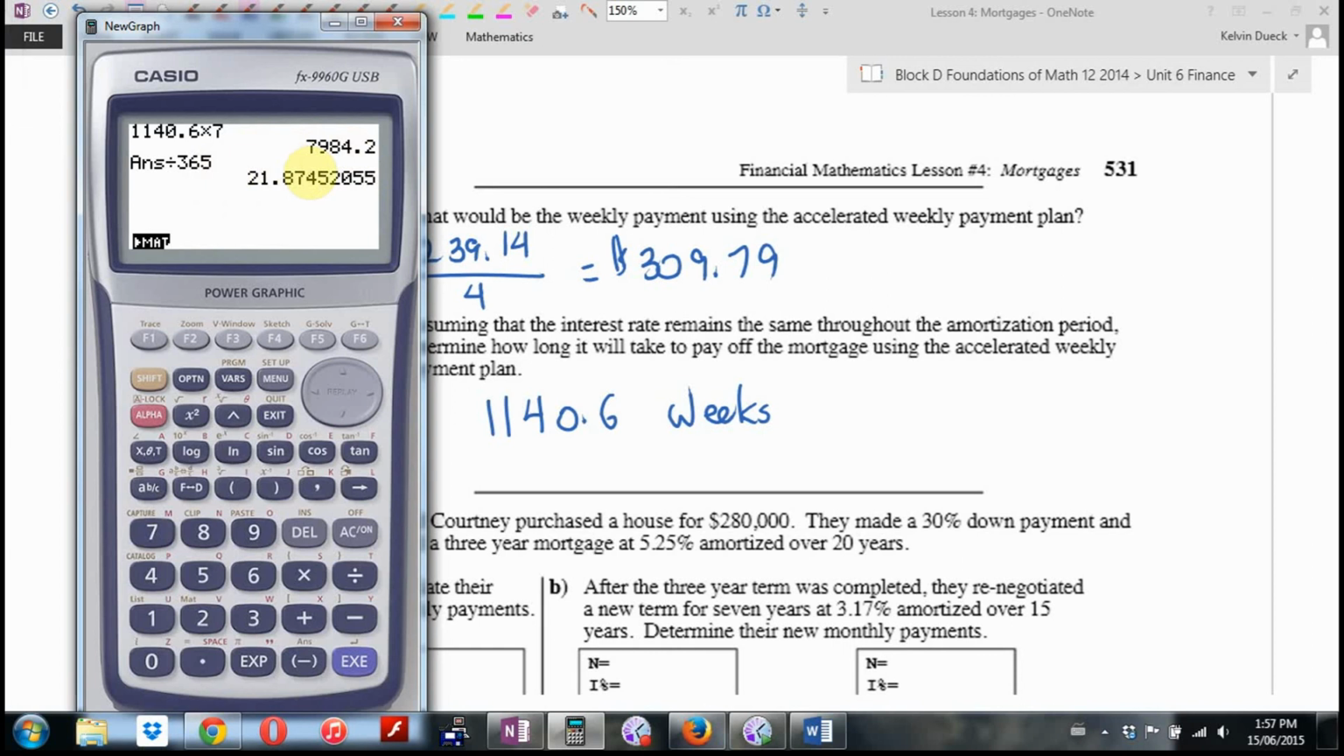Okay? Or you can even go 309.79, their weekly payment, times 1140.6, and you can see instead of paying off $400 and some thousand, they're paying off $350 plus the original $60,000. What was our other amount back then? The first time? 400 and what? 431,000. They're saving almost $18,000. That adds up.